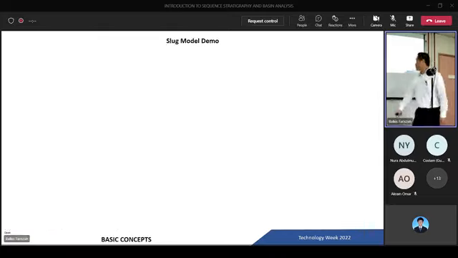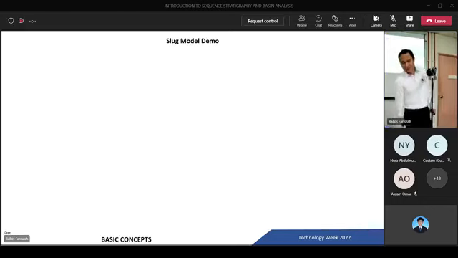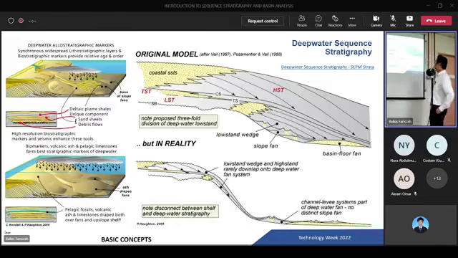So basically, I tried to draw this, but I think the camera is here. So the slab model just now. But if you look at it here, there are a few more examples in the deep water that people found. So some people, basically working on this area, had an original model.